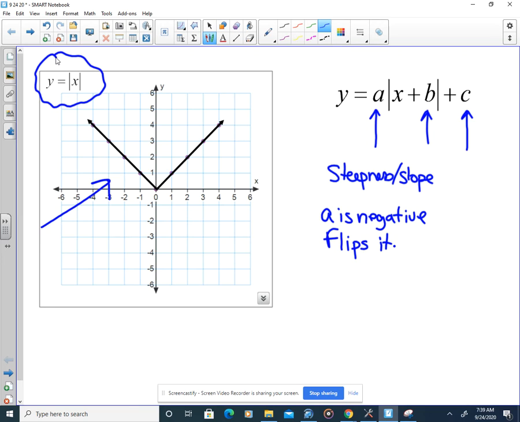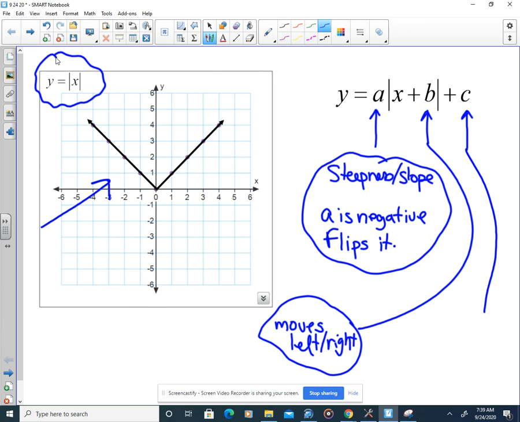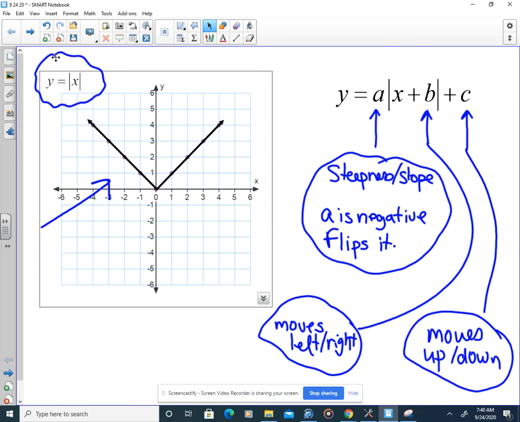The b value, so this is the a value. The b value moves the graph left to right. And then the c value, you guys recall, moves the graph up or down. This is just a review.